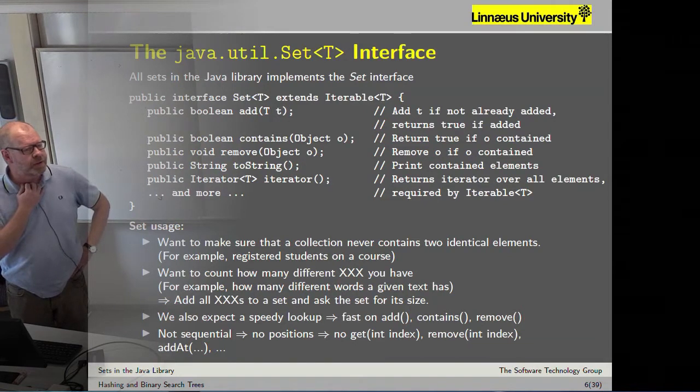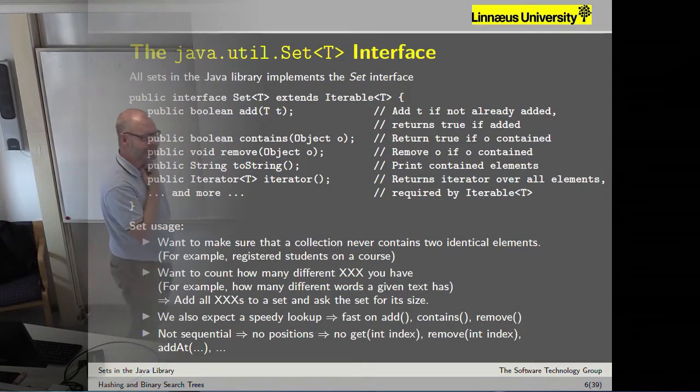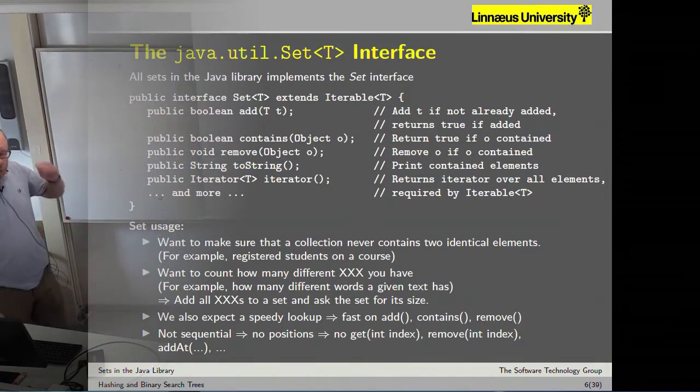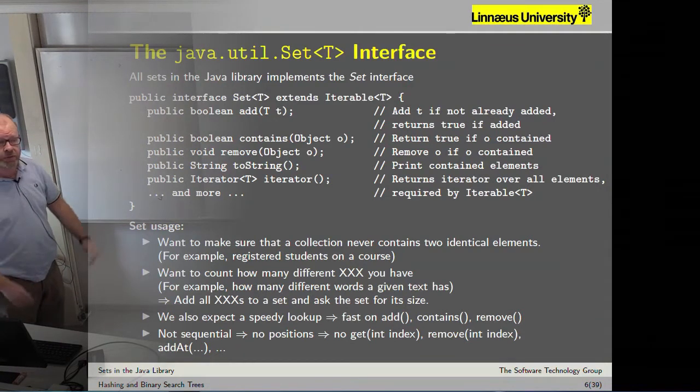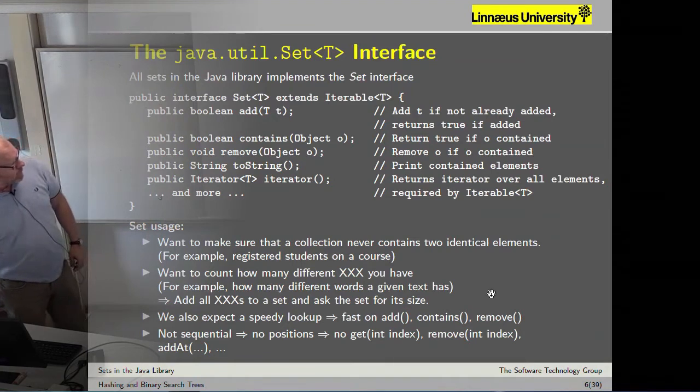Linear, and it was called O(n). The lookup time is proportional to the current size of the list that we are looking up. The drawback with using sets is that they have no position. That means you cannot get an element at a certain position, and you cannot remove an element at a certain position.